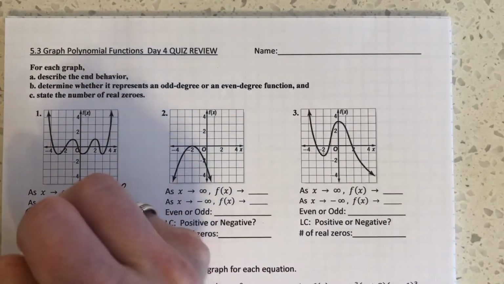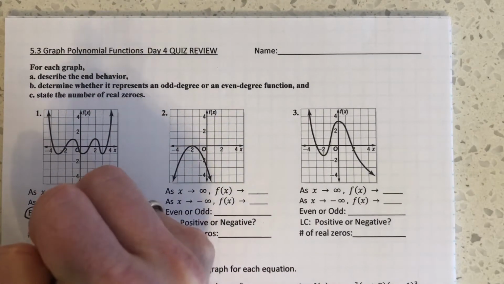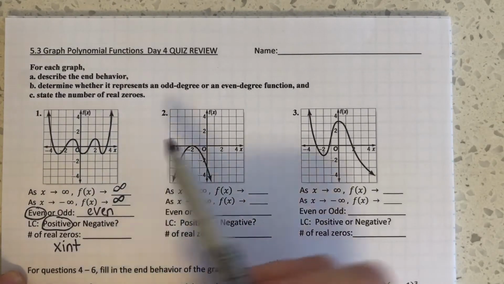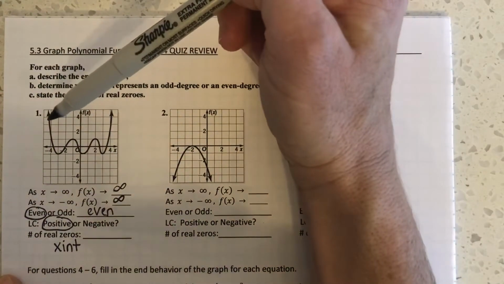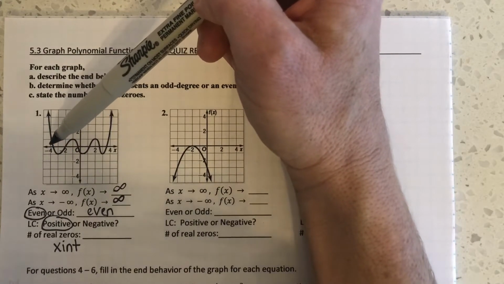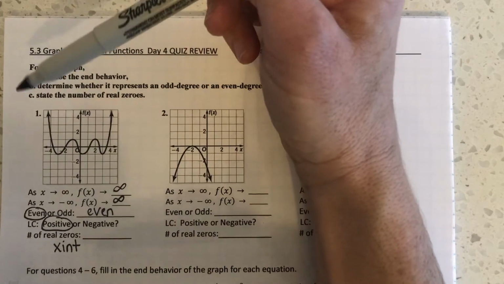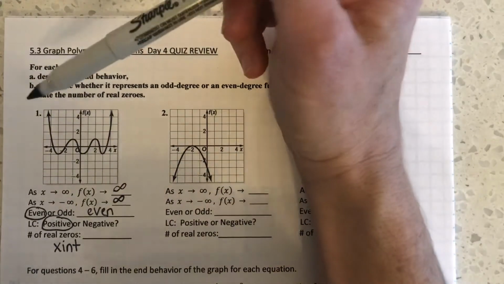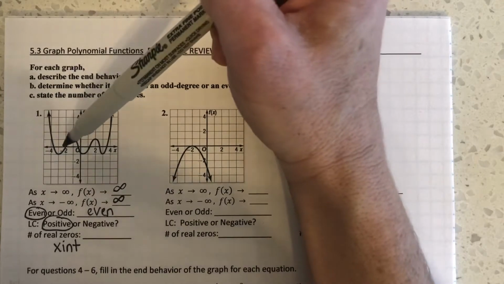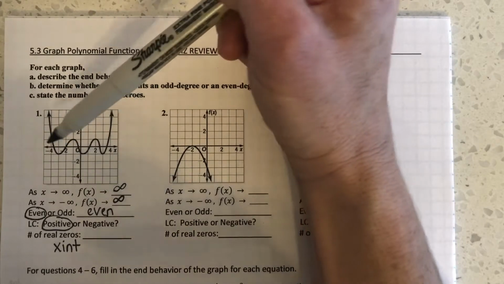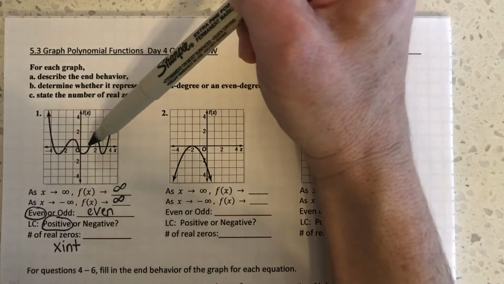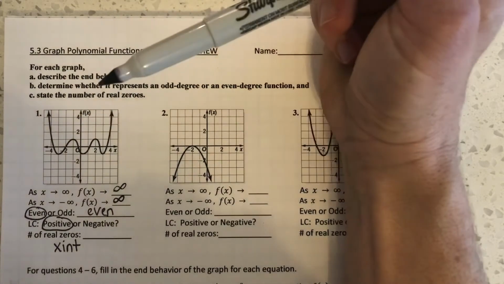Well, remember, zeros are just a fancy name for x-intercepts. So how many real x-intercepts do you have? Well, count the number of times that it crosses the x-axis and take note as to how it crosses. Does it cross, or does it bounce, or does it kind of flatten out as it crosses? Well, look, it crosses like normal, so that's one real zero. It crosses like normal, so that's two real zeros. It crosses like normal, so that's a third real zero. It crosses like normal, so that's a fourth real zero.